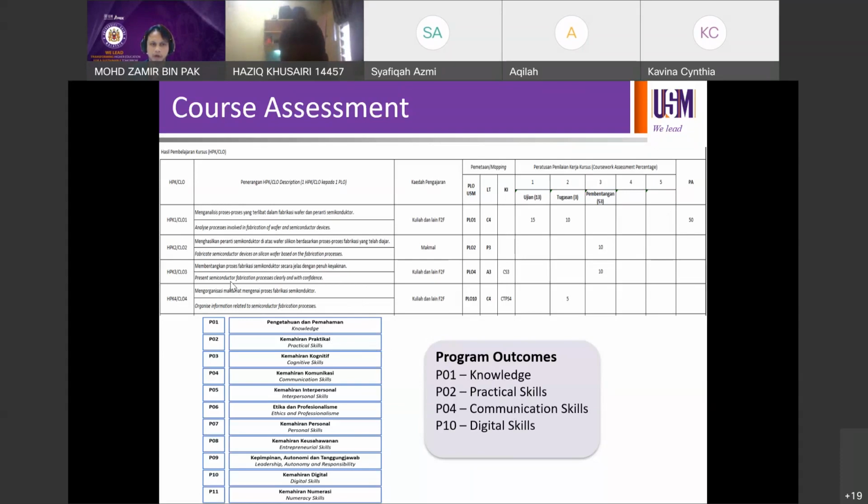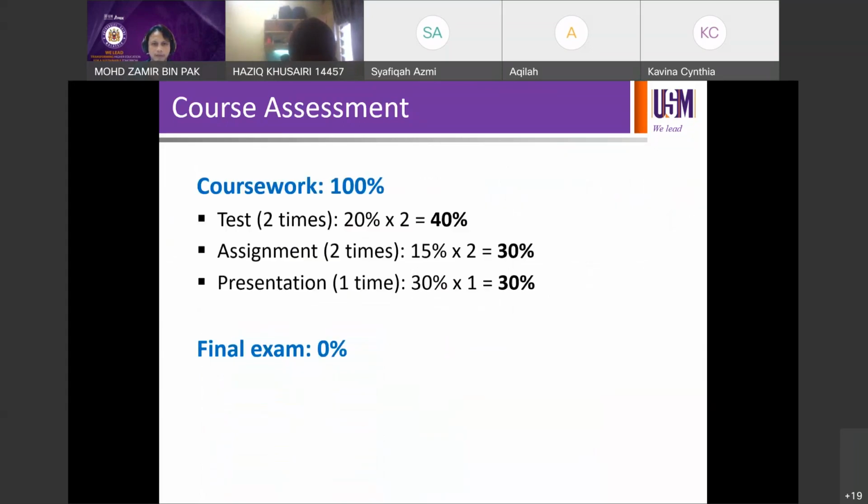CLO3 or course learning outcome 3 is associated with communication skills via your presentation. And then the fourth one is for a bit of digital skills. But I don't have any worries about you in terms of digital skills. You're all tech savvy, right? So, okay, the coursework is 100% completely, right?